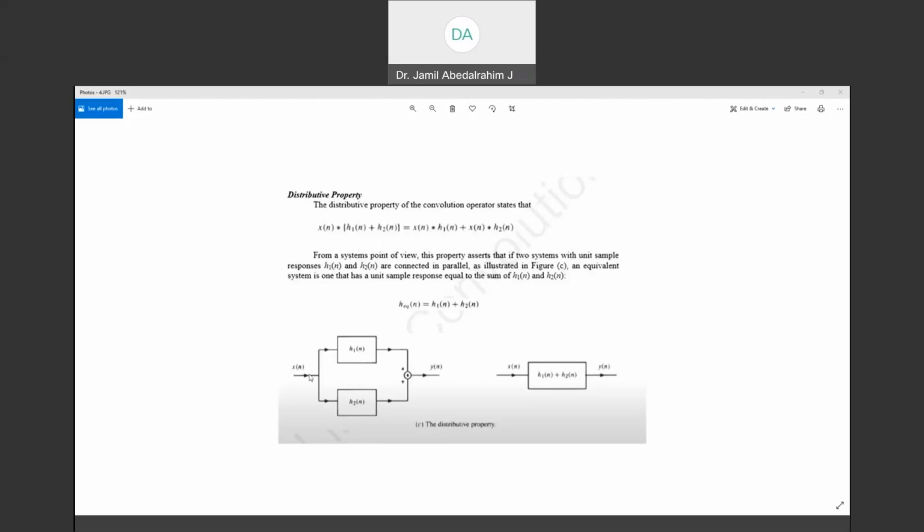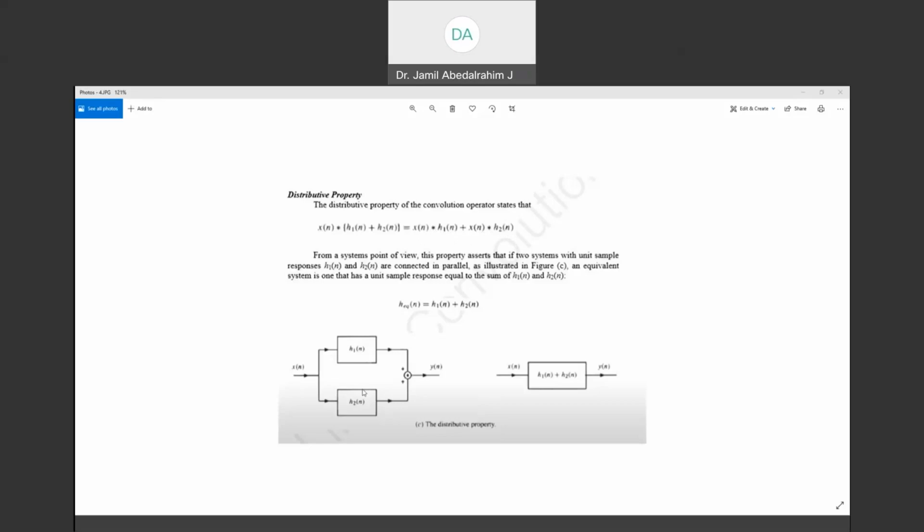When x of n enters the system, there is a possibility to distribute it, the x of n. So look at this equation. Instead of x of n multiplied by h1 of n plus h2 of n, we can distribute it like that: x of n multiplied by h1 of n plus x of n multiplied by h2 of n.